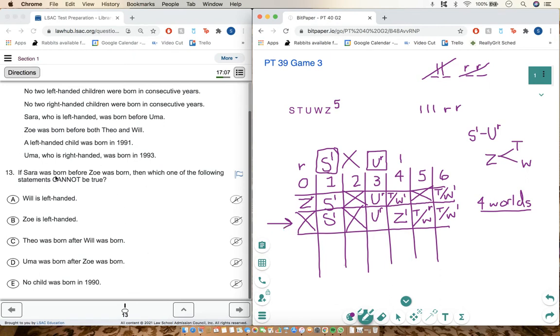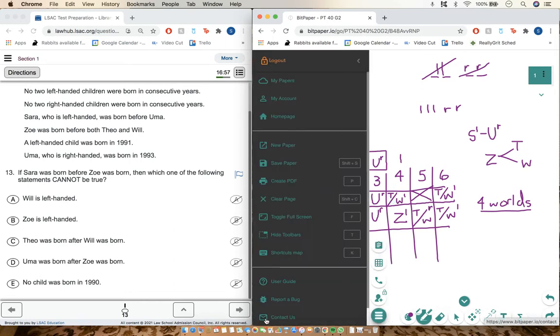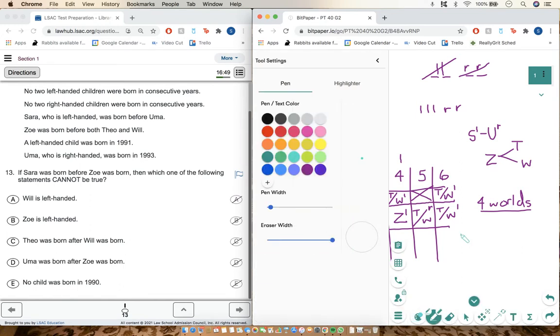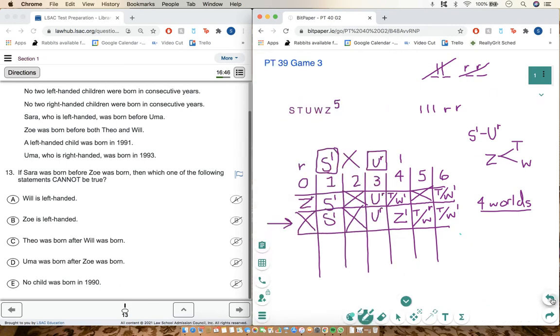They're asking which one of the following statements cannot be true. Will is left-handed. Will can be left-handed, right, according to this over here. So let's see. Okay. So yes, Will can be left-handed if we select Will here and Theo here, right? Then Will is left-handed and Theo is right-handed. So that works. That can be true. Zoe is left-handed. Well, Zoe we know has to be left-handed, right? So that can be true.